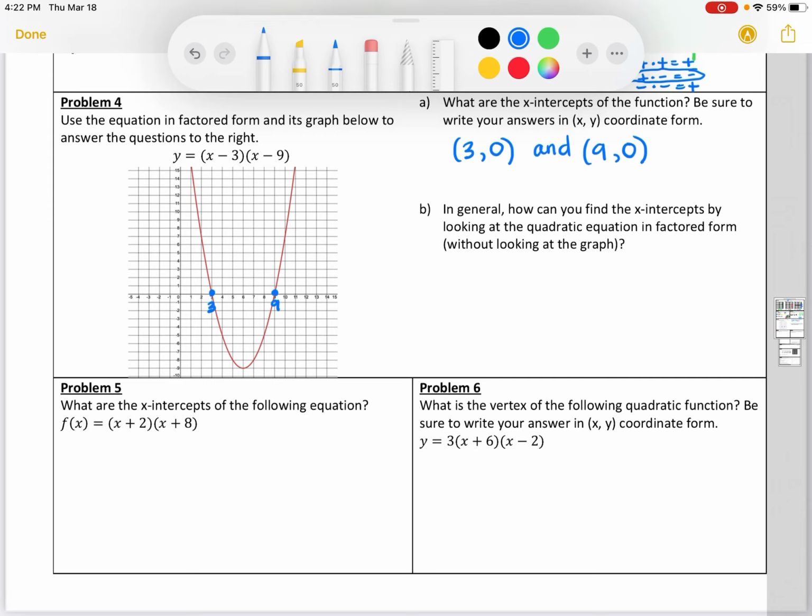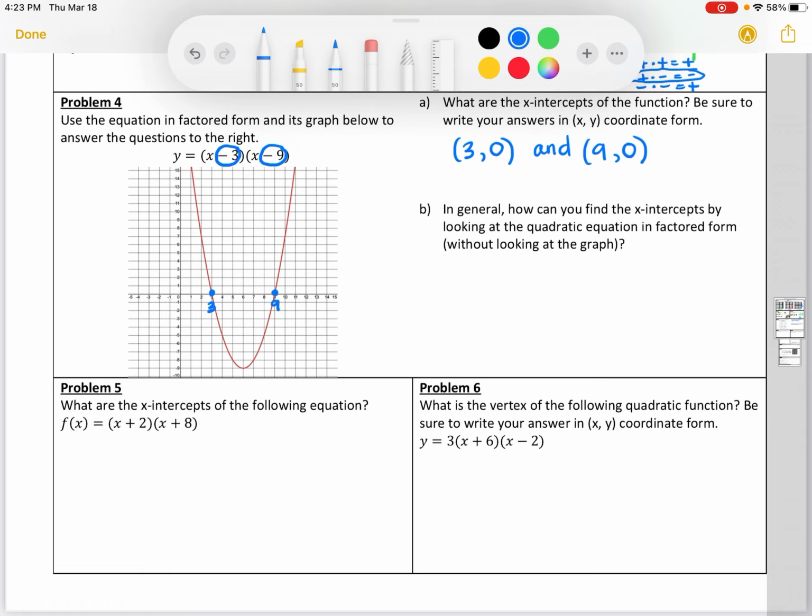B says, in general, how can you find the x-intercepts by looking at the quadratic equation in factored form? Okay, so now I'm looking at my equation up here, x minus 3, x minus 9. And I want to make sure I know what to do if I didn't have the graph. How would I find my x-intercepts from the equation? Well, if I forgot, I see a -3 and a -9 in my factors. And that seems similar to the fact that my x-intercepts are +3 and +9. It's just that the signs are switched. That's something we did learn, but in case you forgot, this kind of helps you remember.